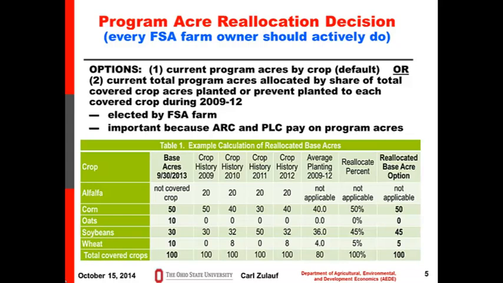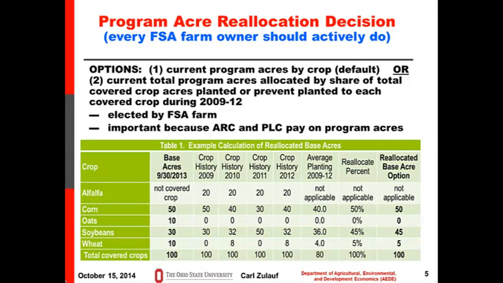Again, I think an illustration is useful to help you understand this decision and understand the kind of issues that you might want to consider. I've created an example here. Again, this is no particular farm. It is an example farm. The crops that are on the farm that have been planted over the years 2009 through 2012 include alfalfa, which is not a program crop, and I put a non-program crop in here because I wanted to illustrate that those crops will not factor into this decision.